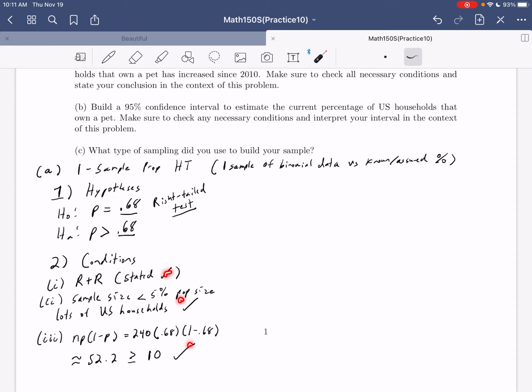So all three conditions for running this one sample proportion hypothesis test have been met. All right, now we can proceed to step 3, which is the test statistic. This is going to be the formula moment. So here it's going to be z.